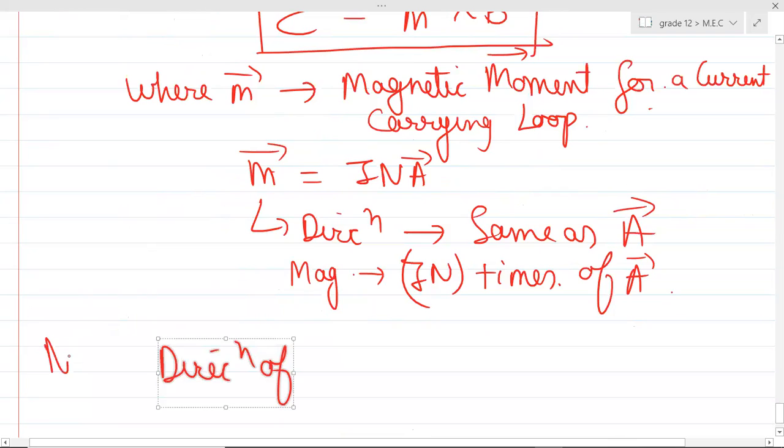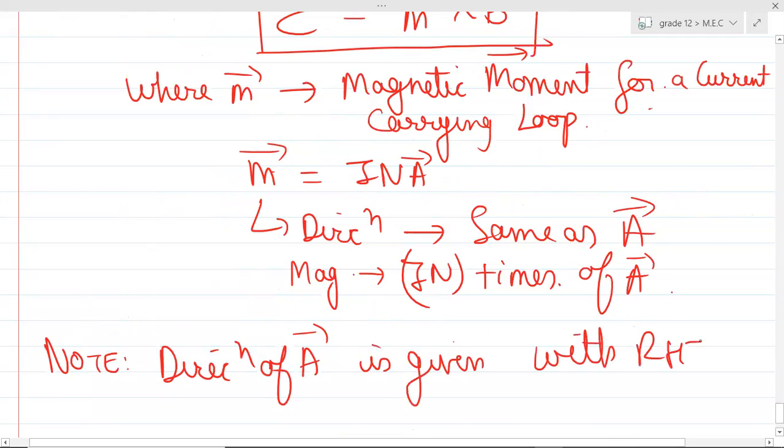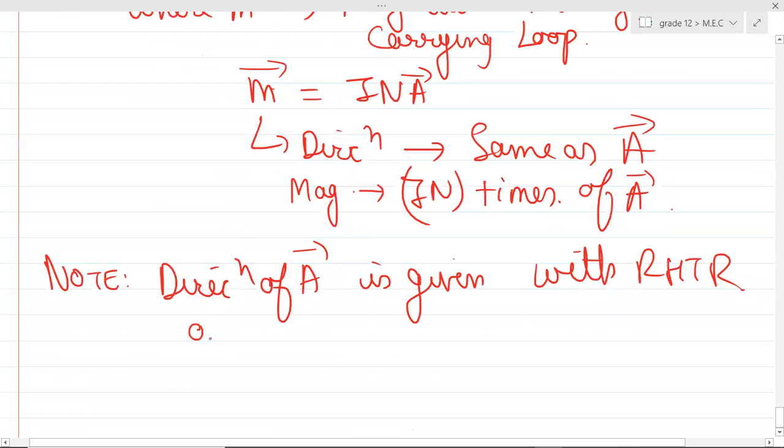Also note, the second note is this. The direction of area vector is given with the right hand thumb rule on the direction of current in the loop.